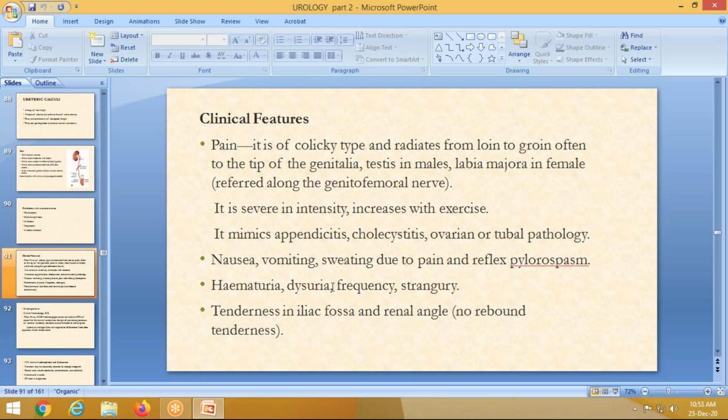So the next symptom, the patient may have nausea, vomiting and sweating. What is the cause for the development of the nausea and vomiting? It is mainly due to the pyloroplasm reflex. The reflex of the pyloroplasm produces the vomiting and nausea.